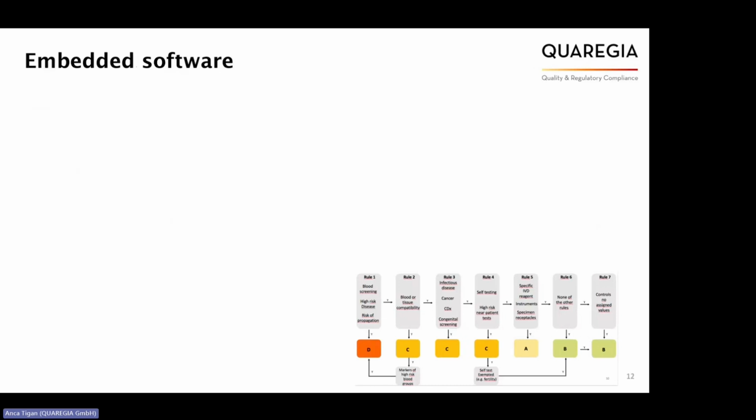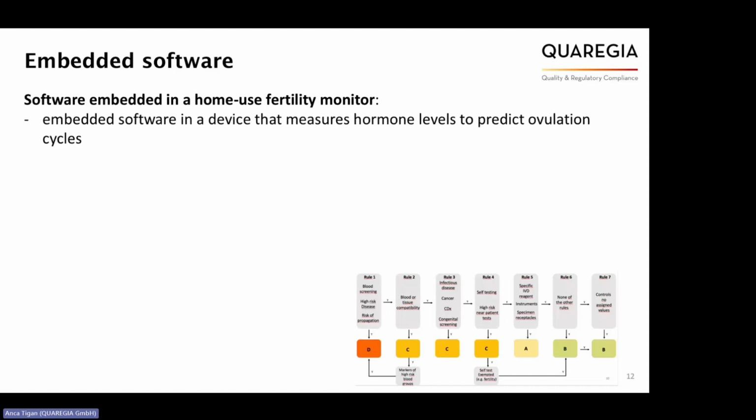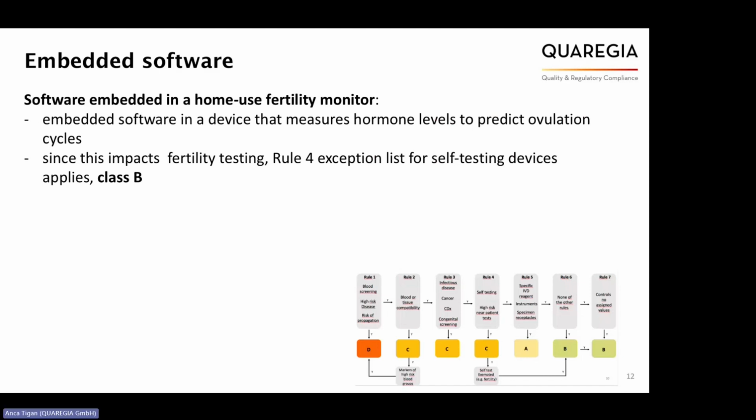As a next example, I have chosen embedded software. And here we could have, for example, software embedded in a home use fertility monitor. What the software would do, it would be embedded in a device that measures hormone levels to predict ovulation cycles. As I said, normally self-testing devices are classified under Class C, but since this impacts fertility testing, this would actually fall in the exception to Rule 4, and it would classify under Class B.